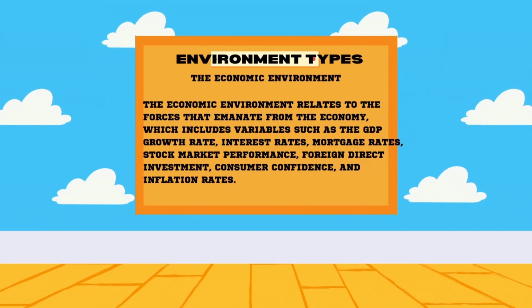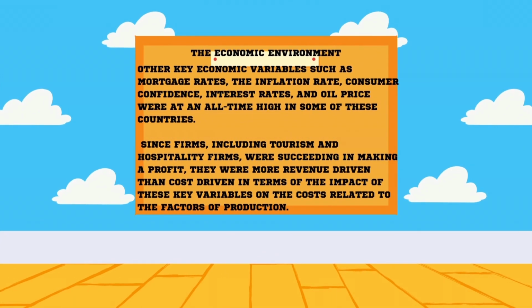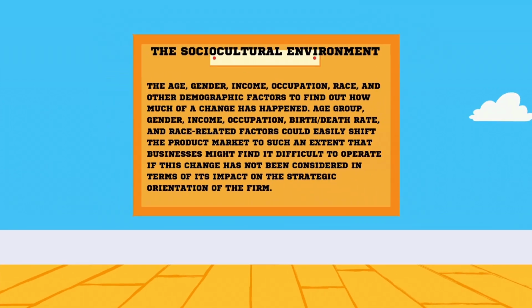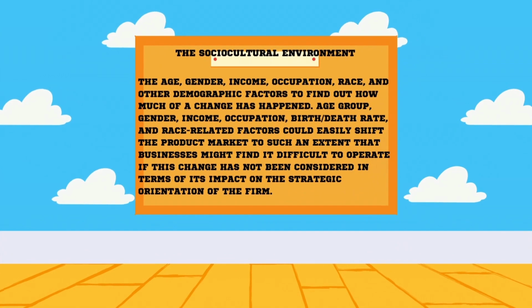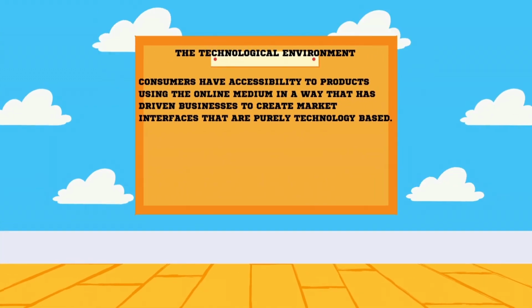Then the environment types. The political-legal environment has a big effect on the organization. An organization must be compliant with any red tape policies of the government and with the different rules and regulations of the government. One must also be conversant with the language of the economy to understand GDP growth rate, interest rate, mortgage rates, stock market performance, consumer confidence, and inflation rates.